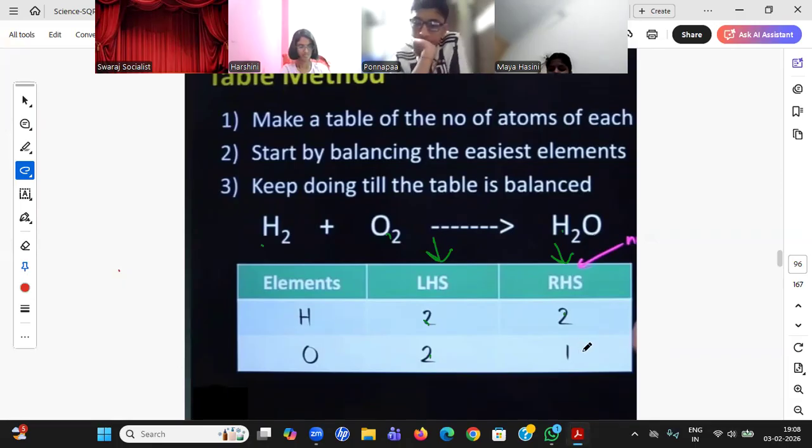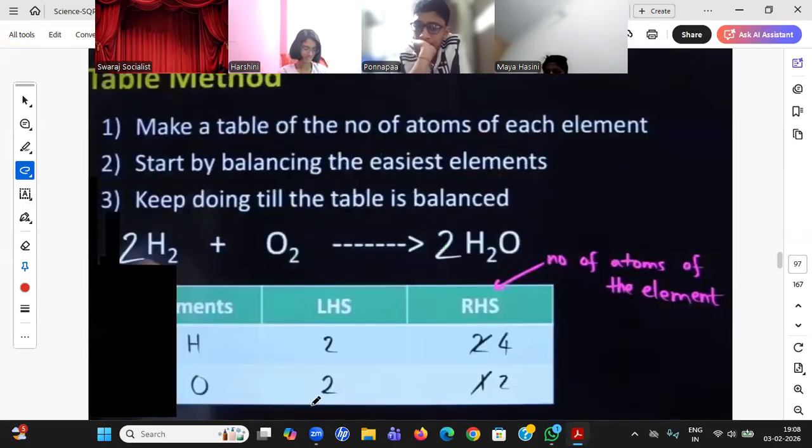So what should I do? I should multiply this by 2. So now 1 into 2 equals 2. But if I multiply with this 2, the oxygen on the right side is together with hydrogen, so hydrogen will also get multiplied by 2, which is 4. Now you see, students, oxygen is balanced, but hydrogen is not balanced. If I multiply by 2 for making oxygen balanced, hydrogen again is not balanced.